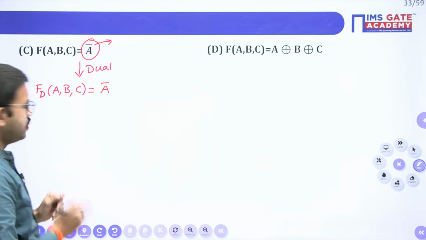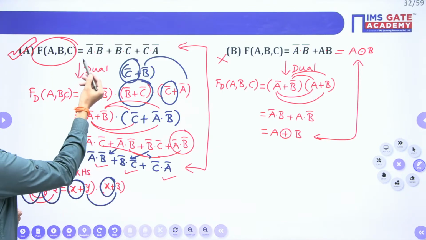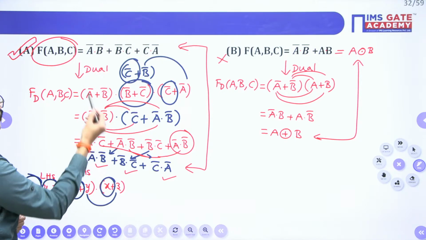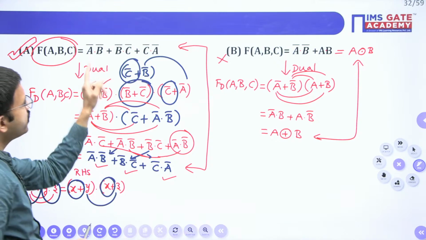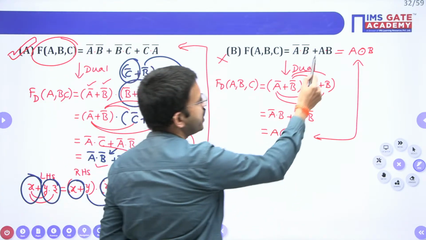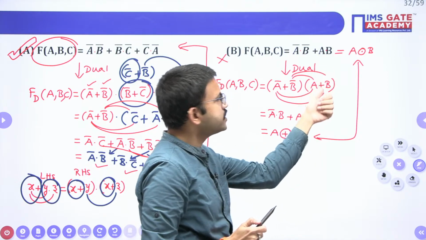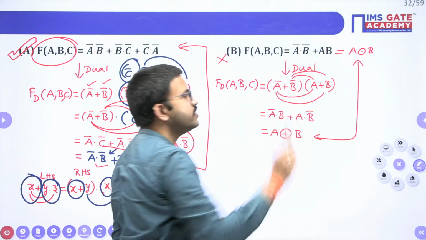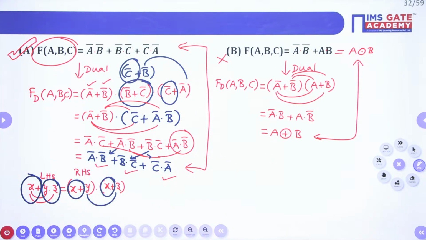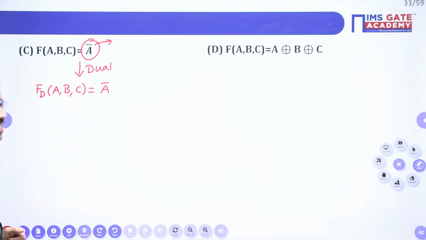Even if you observe in the previous slide, A bar, B bar, as it is, we have written A bar, B bar. We haven't modified A bar as A. We kept variables as they are. Even if you observe, AB is there, we kept as it is. What we have done is, wherever logical AND is there, we have replaced with logical OR. Wherever logical OR is there, we have replaced with logical AND. So for A bar, the dual is A bar.